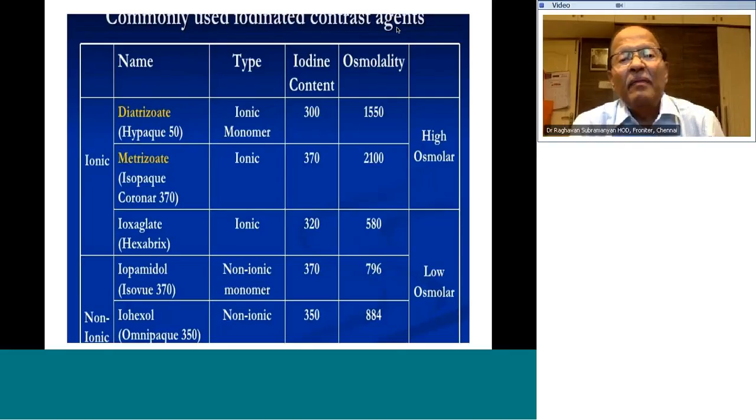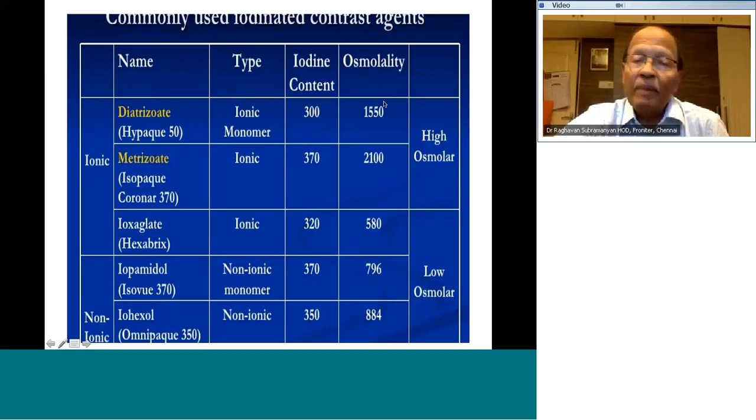Yeah, I made a list of commonly used iodine agents. Now, all these contrasts have three properties. Of course, there are many properties, I've just listed the three important ones. One is the name given, ionic. There are two broad types of compounds called monomers and dimers, and they're called ionic and non-ionic. They also decide the amount of iodine content in milligrams per ml, and finally the osmolarity in relation to the plasma.